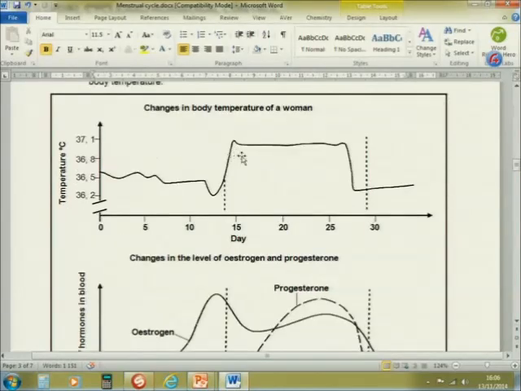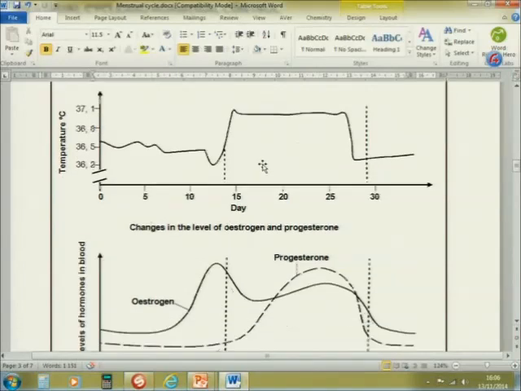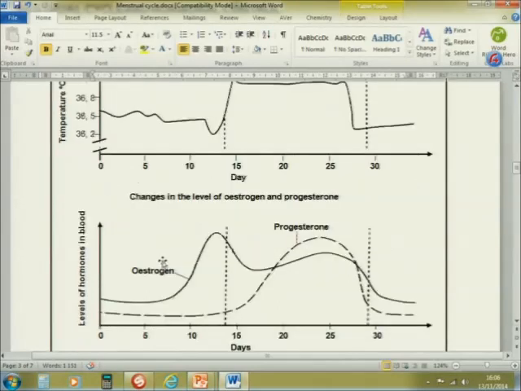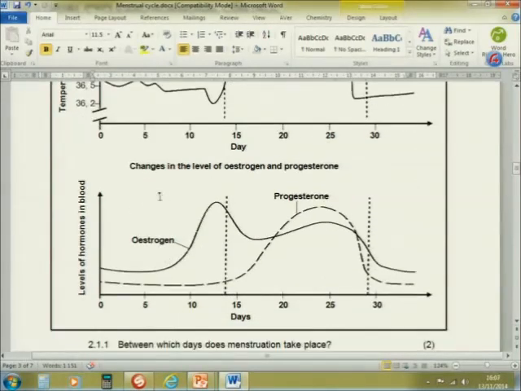Right. Let us first analyze the two graphs. The first one talks about the changes in the body temperature of the woman. On your y-axis, the dependent variable, we've got the temperature, which is measured in degrees Celsius. On the x-axis, which is your independent variable, we've got days: 0, 5, 10, 15, 20, up to 30. The second graph is of the changes in the level of estrogen and progesterone.